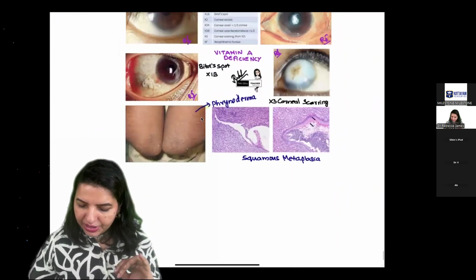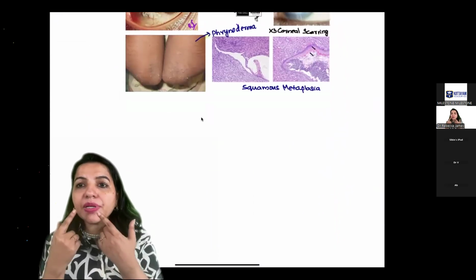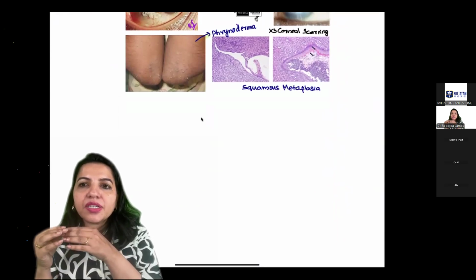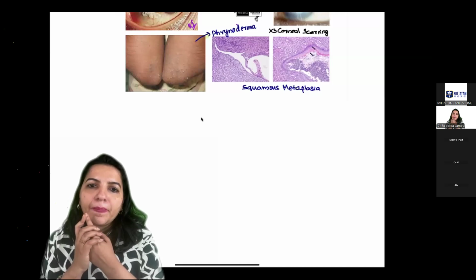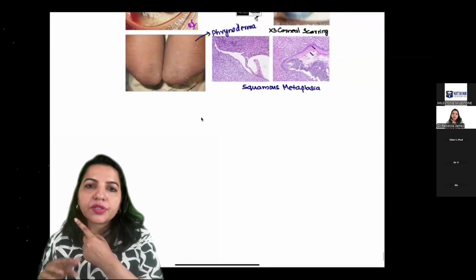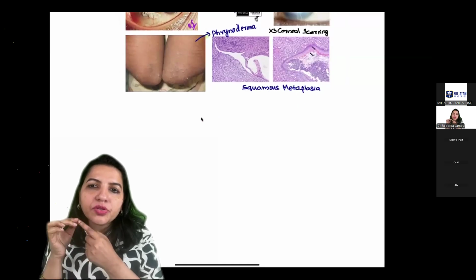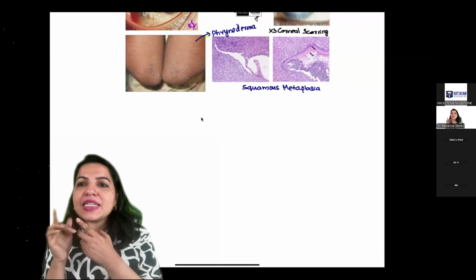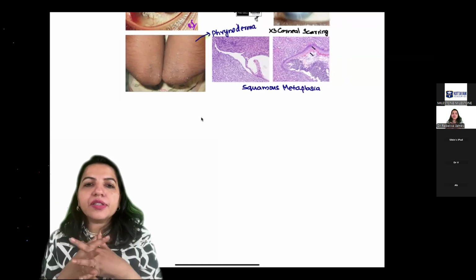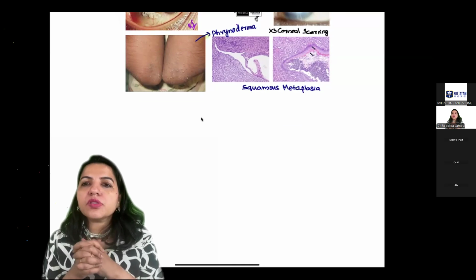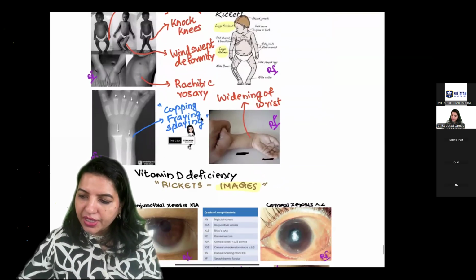Then in vitamin C deficiency, I think it is not here. Vitamin C deficiency, gum bleeding. What is the hemorrhage that you can see under the nail beds in the case of vitamin C deficiency? Hemorrhage that you can see under the nail bed. Yes, splinter hemorrhages. Then hemarthrosis. All these features are there. Then, yeah, subungual, correct. So that is about the various images that I have shared with you.